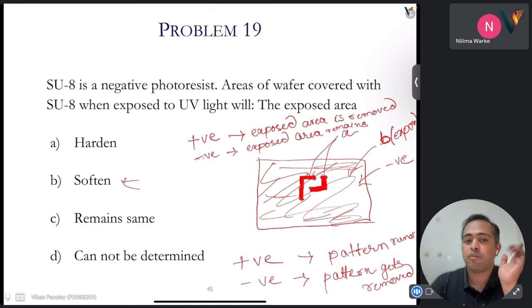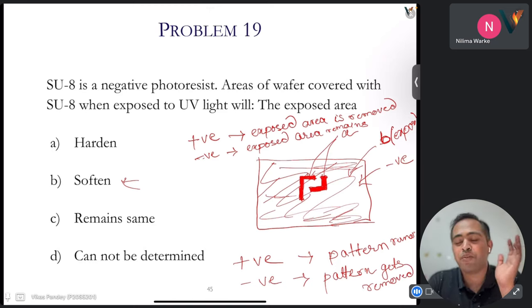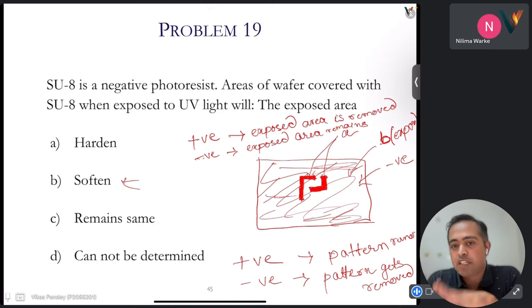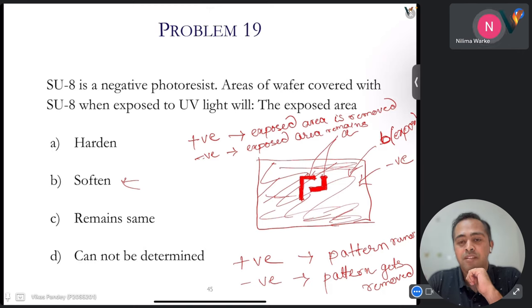So what will be the correct answer here? Which one will get removed, since this is a negative photoresist? The pattern, so the A part will be removed. The exposed area is B, and it will remain. So will it be soft or hard? Sorry, so it will be hardened or softened? It will be hardened, because it has to remain, right?